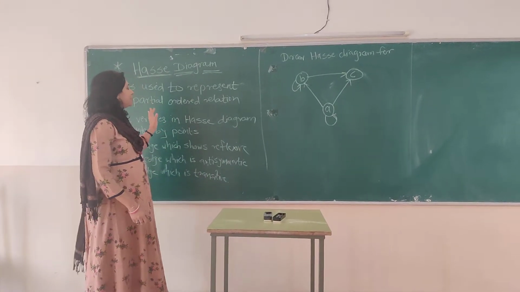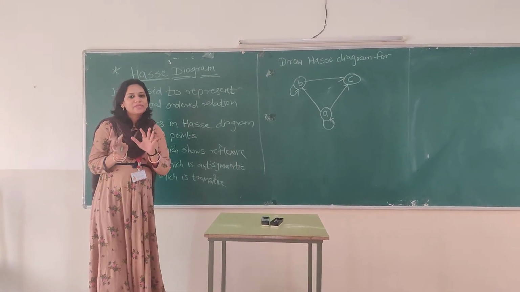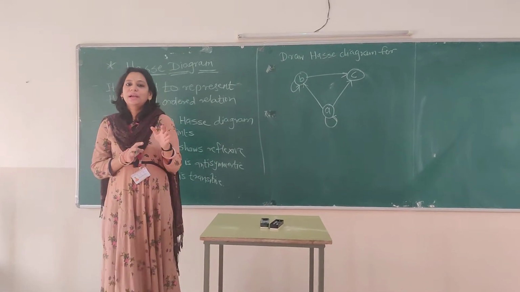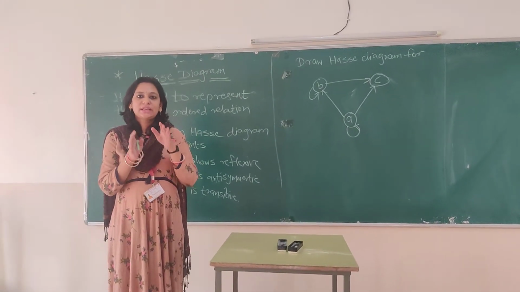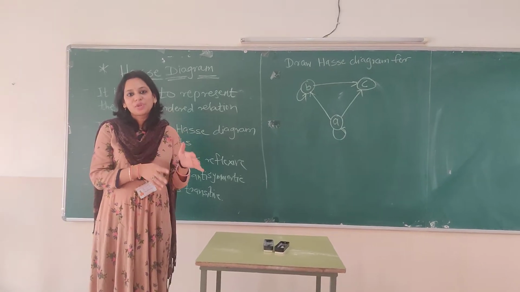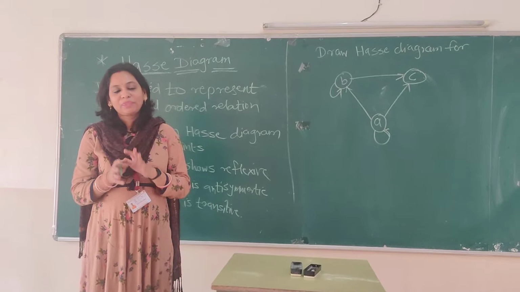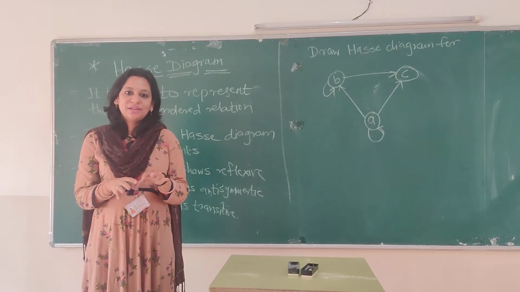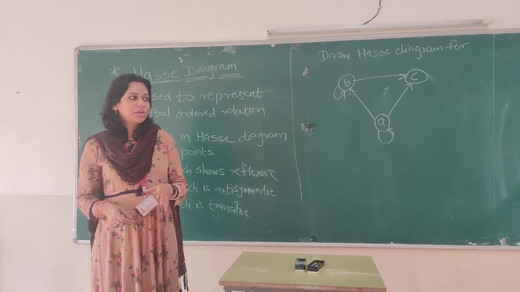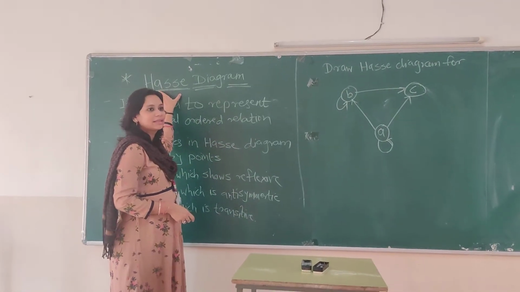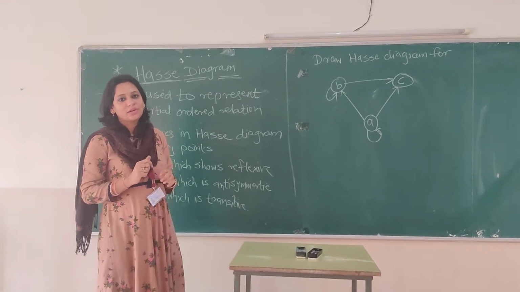Now in this section we will see the Hasse diagram. We have seen the various relations. Before that we have seen the properties of relations like reflexive, irreflexive, transitive, symmetric, antisymmetric and asymmetric. From that we have seen equivalence relation as well as partial order relation. So the Hasse diagram is the concept which is related to the partial order relation.